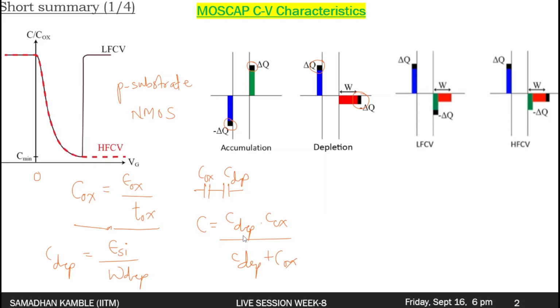And when we increase the VG further, the depletion goes on increasing and hence C depletion decreases, which essentially means the total capacitance, this C, also decreases. So C decreases when we increase the VG, which will increase the depletion width. Okay, so this is also an important connection to remember. And the total C goes to a minimum value called C min when the depletion width is maximum. So C is C min at W is equal to W max.